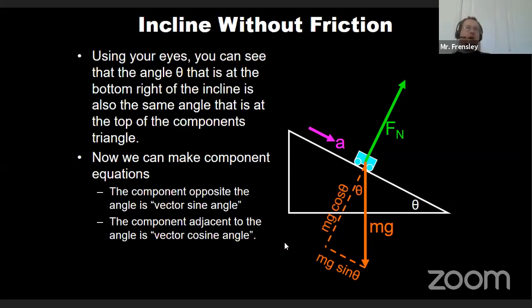A couple of other notes on vector components. The vector itself is the hypotenuse, so the mg is the vector itself, the hypotenuse. The components are perpendicular to each other. They make the legs. Okay, all good.